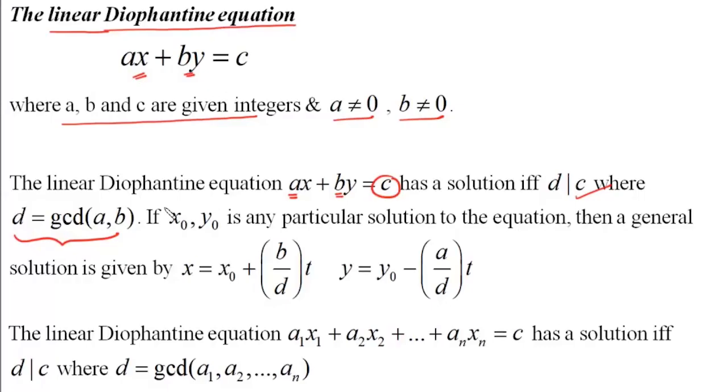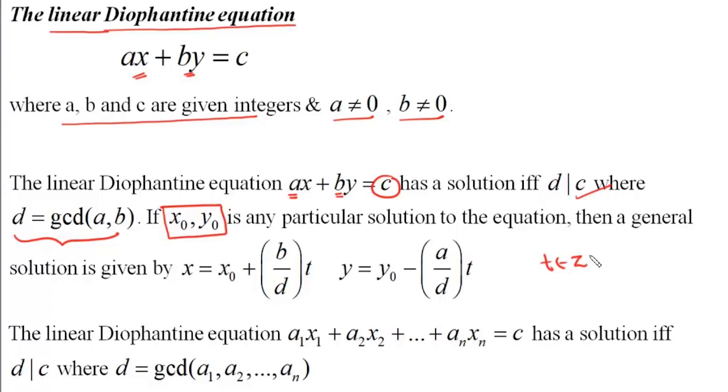we'll somehow solve this equation to find a particular solution x0 and y0, and then we can find a general solution to this equation by writing x as x0 plus b upon d into t and y equals y0 minus a upon d into t, where t is an integral parameter.